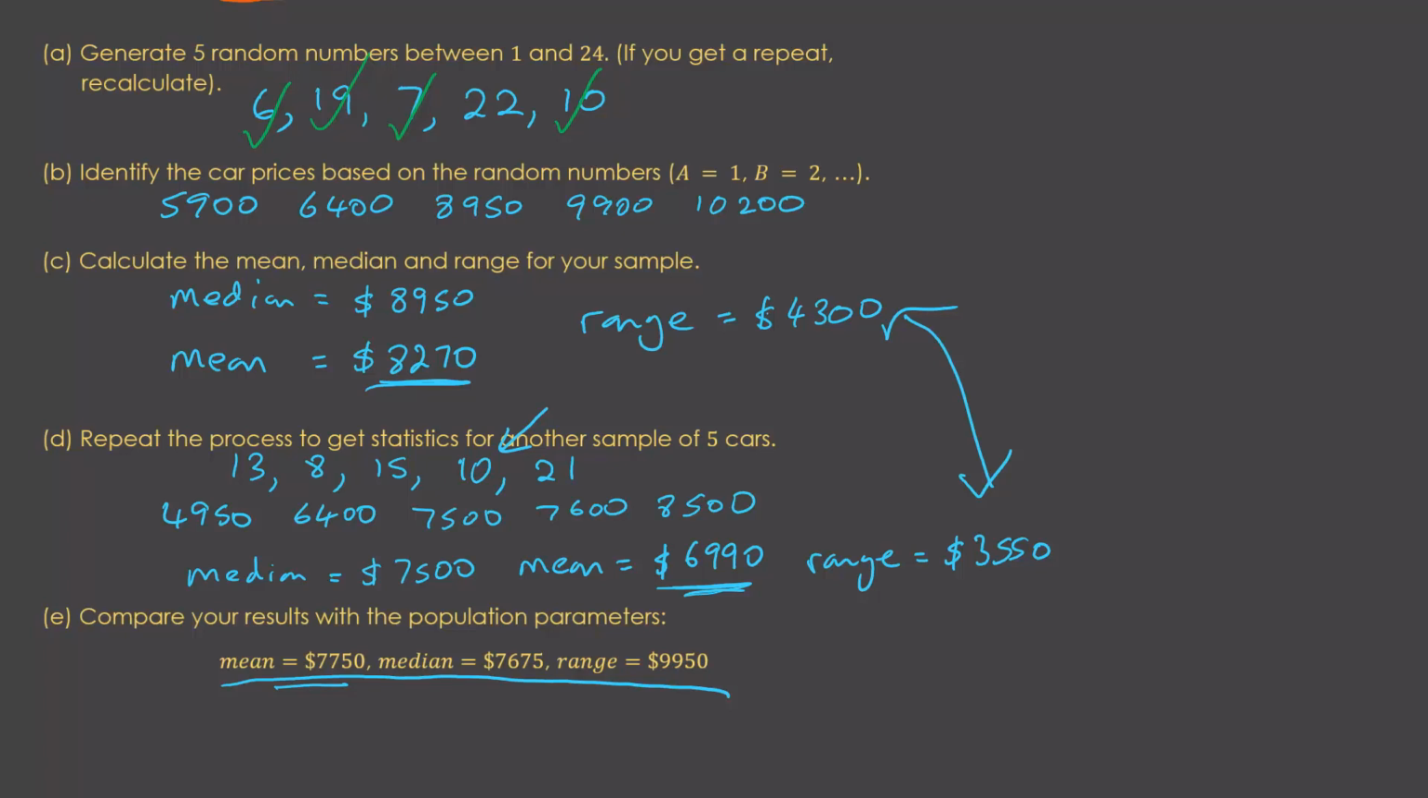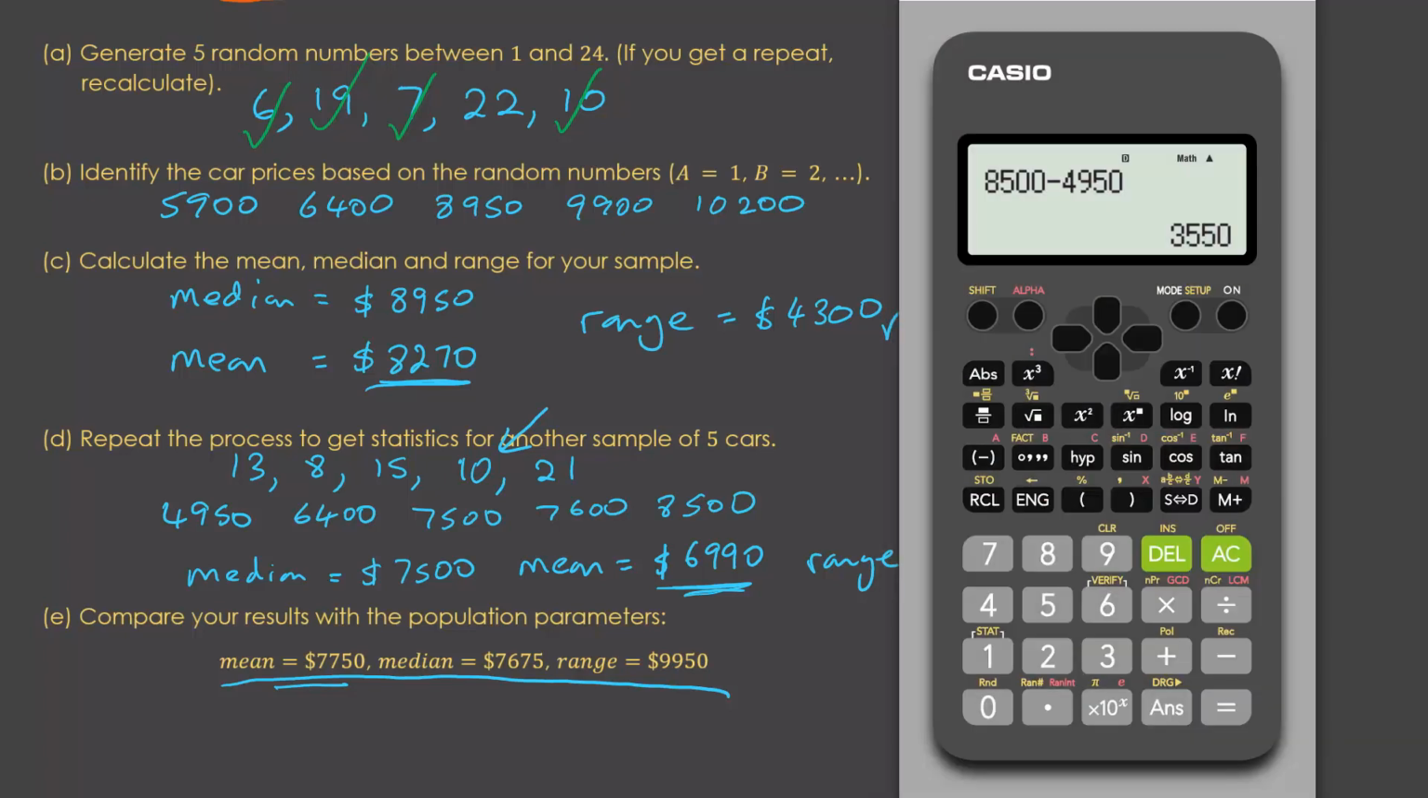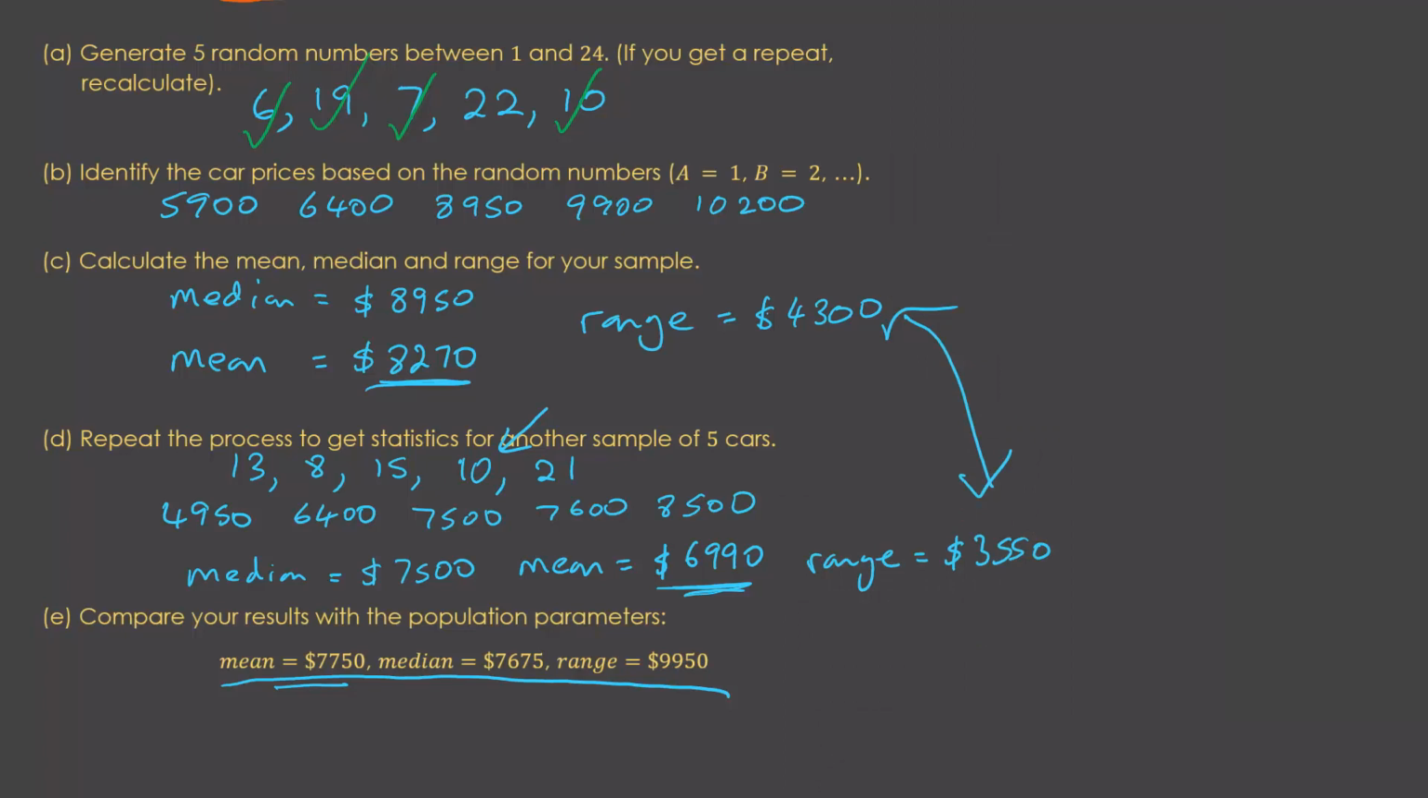And in fact, if we pool these, and since they were both samples of size 5, I could just simply do 8270, add 6990, and divide that result by 2. And that is closer to the population parameter of 7750. The medians are, well, this one's quite a bit bigger than the population, but this one is quite close.